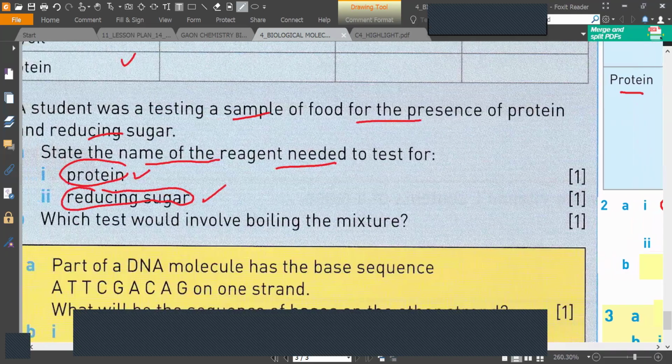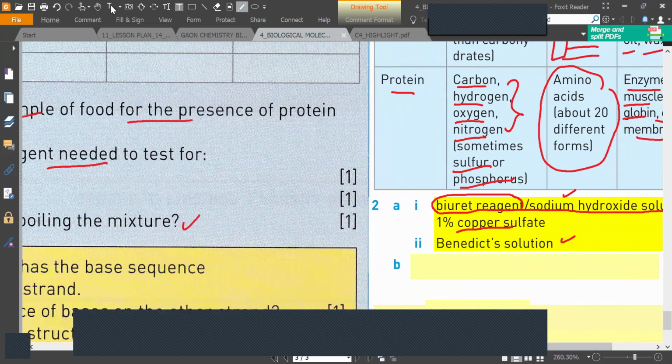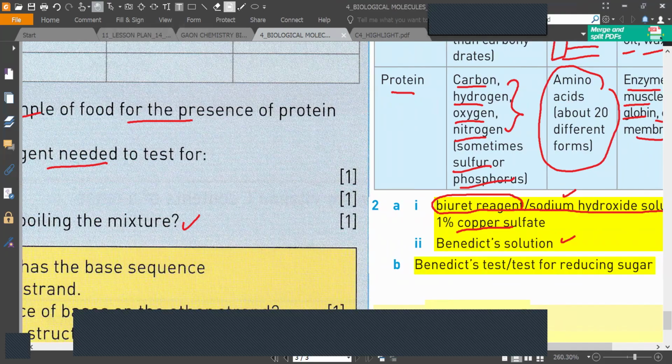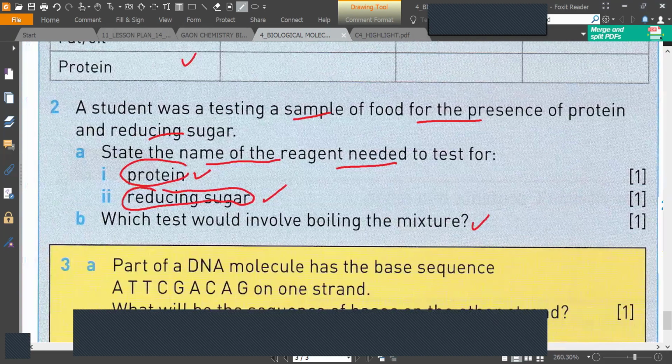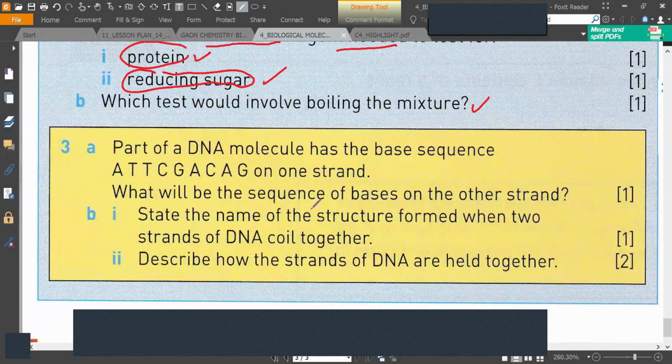Next, which test involves boiling? Which one needs the boiling? We know that. That is the Benedict test for the reducing sugar. So this is the one that needs boiling. Next, this is the last question.